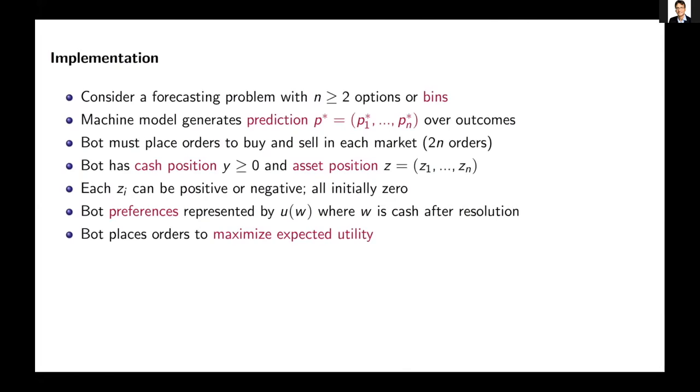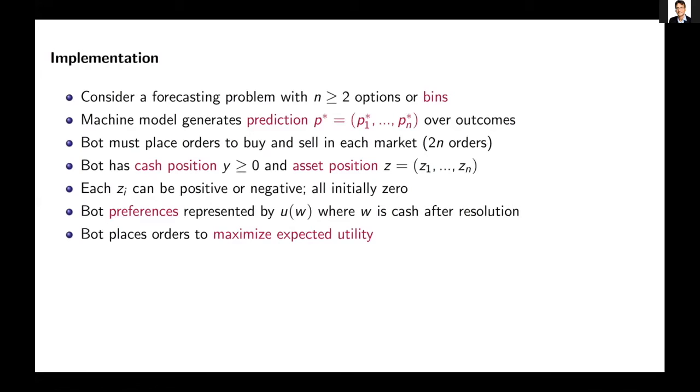Suppose the model generates a prediction P star. So this is the probability that the real outcome will lie in bin I, given by Pi. The bot has a cash position denoted by Y, and an asset position denoted by Z, which could be positive or negative. These are the shares held in each particular bin. And the preferences are denoted by a function, U of W, which we call a utility function, where W is a random variable denoting end-of-period wealth.